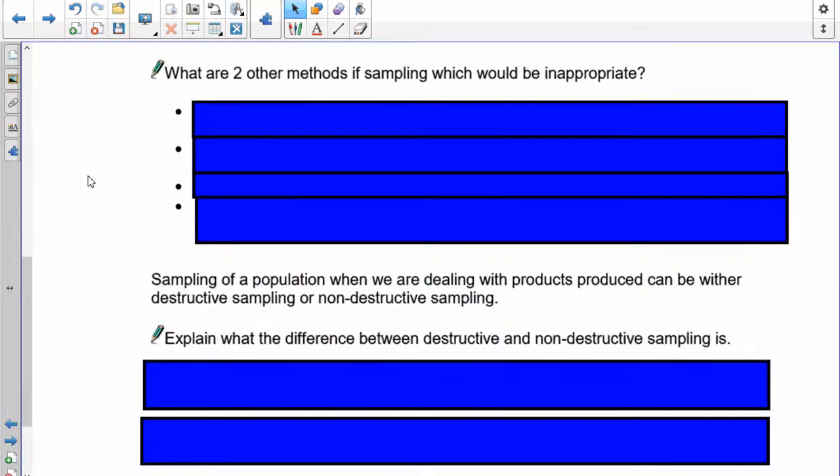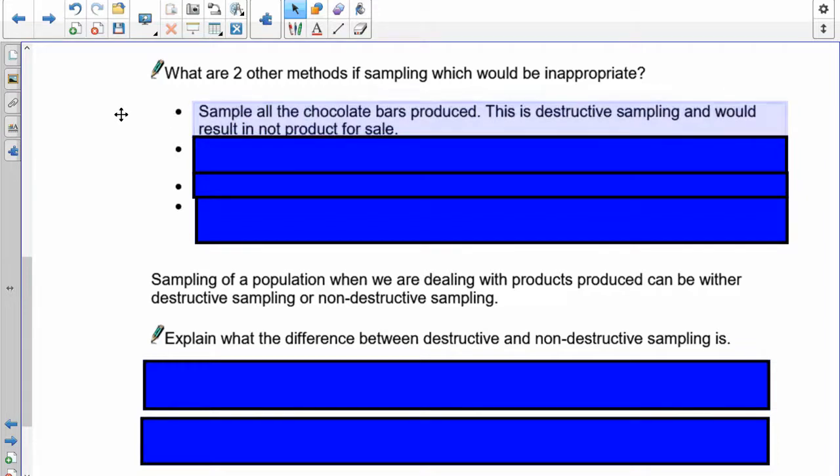Now, what are two other methods of sampling that would not be appropriate? Little typo there. So what ones would be not appropriate? Pause the recording and I want you to tell me. Okay, so inappropriate methods. The first one, sample every single one of them.